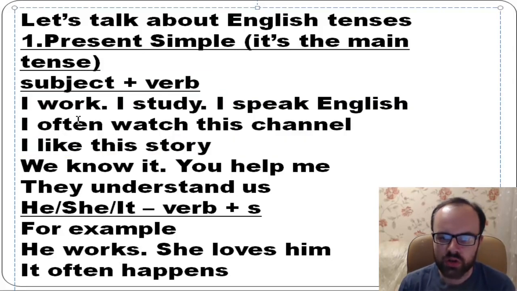Yes, you need to remember one rule. If you have he, she, it, you add s. So you put s after a verb. So, for example, look. He works. She loves him. Don't forget to put s if it's he, she.